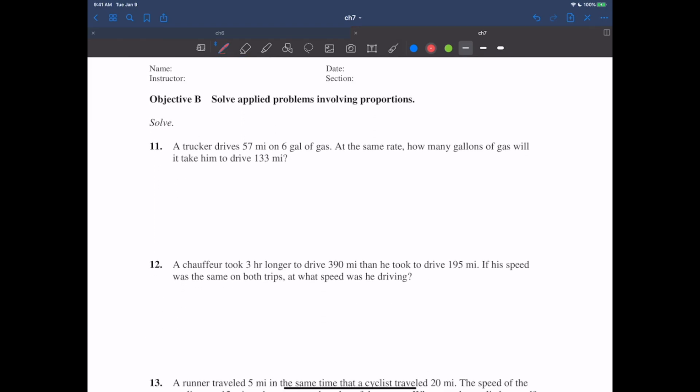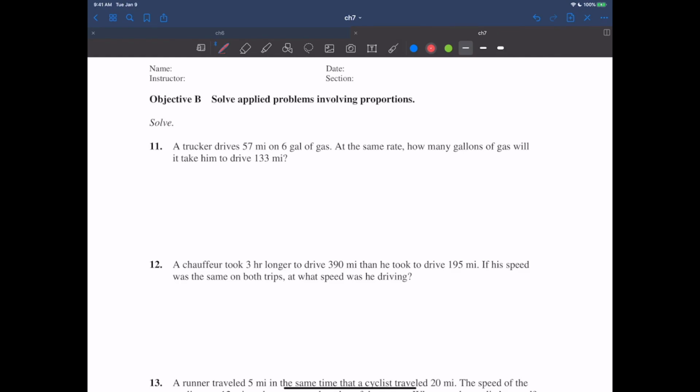Objective B, solve applied problems involving proportion. So most likely you have to create the proportion yourself for these word problems. Let's look at number 11. A trucker drives 57 miles on 6 gallons of gas. At the same rate, how many gallons of gas will it take him to drive 133 miles? This problem is a direct variation problem, meaning that as one of the categories increases, the other category also increases. That's called the direct variation.